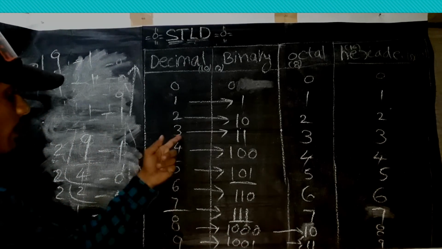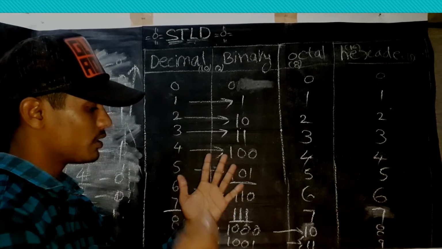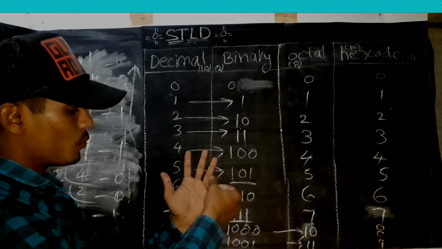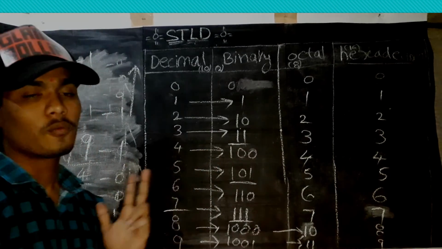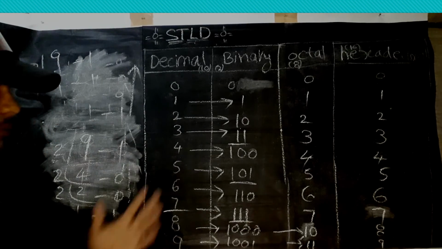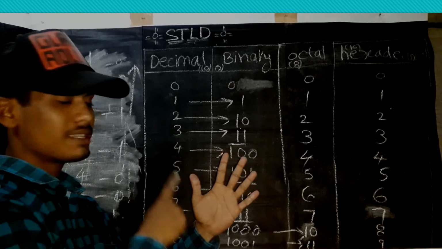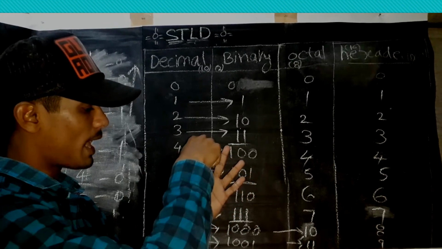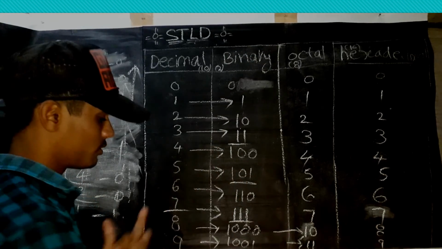Now we convert the value 3. Here the values are 1, 2, 4, 8, 16. We convert 3 here: 1 plus 2 is 3, so the binary code is 1 1. Now we check the value 9. For 9, the values are 1, 2, 4, 8, 16. 9 means we have to add 8 plus 1, so it is 1, 0, 0, 1.